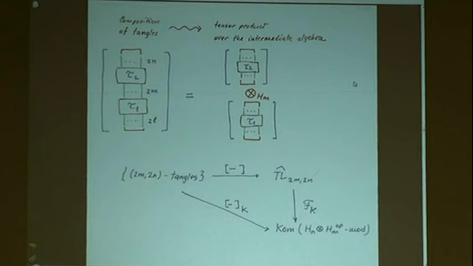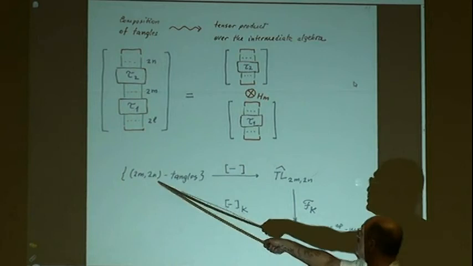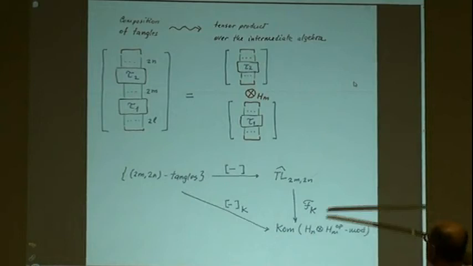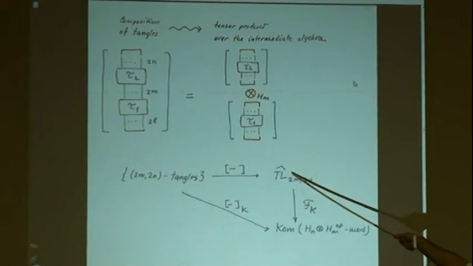So 2M2N tangles can be universally categorified here, or can be algebraically categorified there, and there is an obvious functor from here to there, which turns universal. The universal means that every categorification has to go through it.